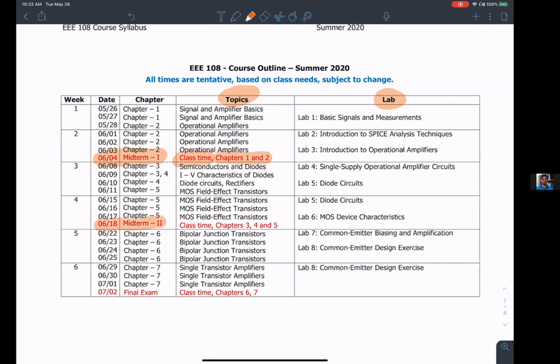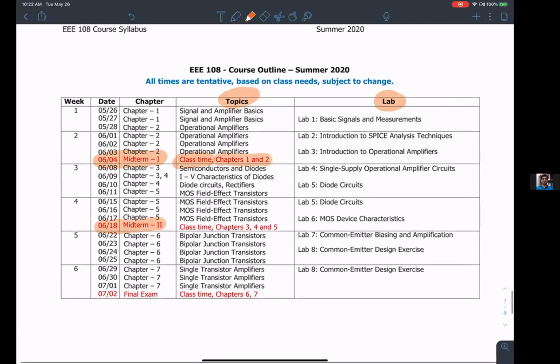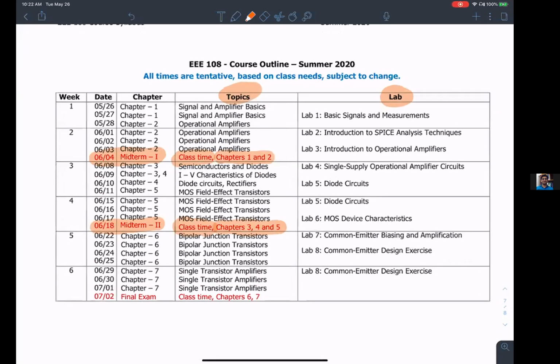The second midterm is on the 18th of June. These are in quick succession. This is a summer course, a very busy time, a short 6 week semester. That's scheduled for the class time as well, and it's not comprehensive either. It's only covering chapters 3, 4, and 5.